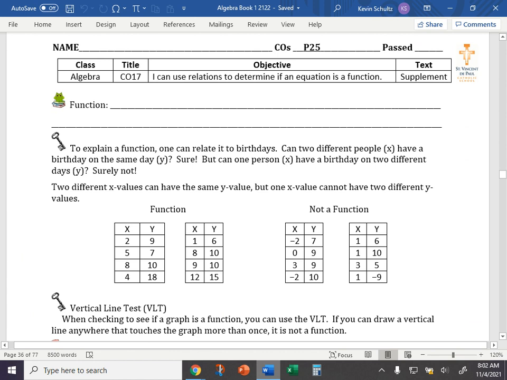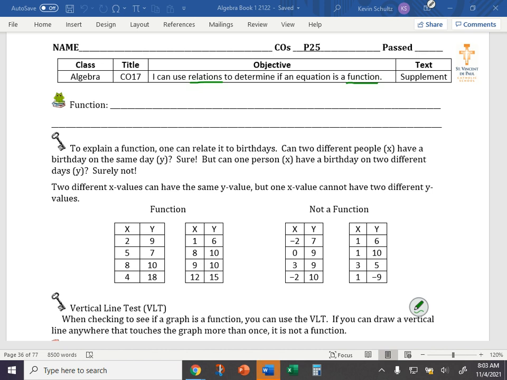Moving on to CO17, folks, which is using relations, which we defined yesterday. A relation is what? A collection of ordered pairs, which we talked about could be looked at as a graph, a segment line, or a function table. So we're now using those to determine if an equation is a function. The new word today is function, which you've used before because you've made function tables. That's what Mrs. Feynman called them, I've been told.